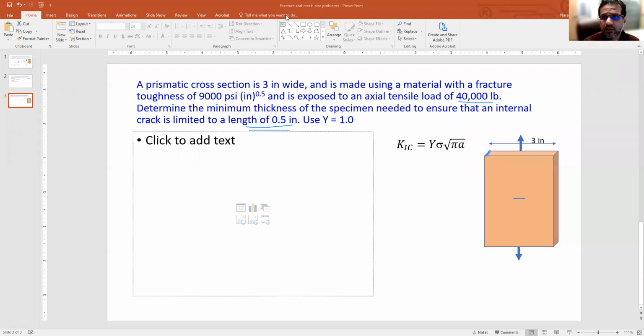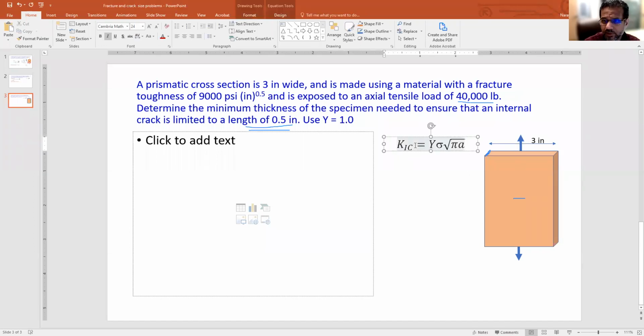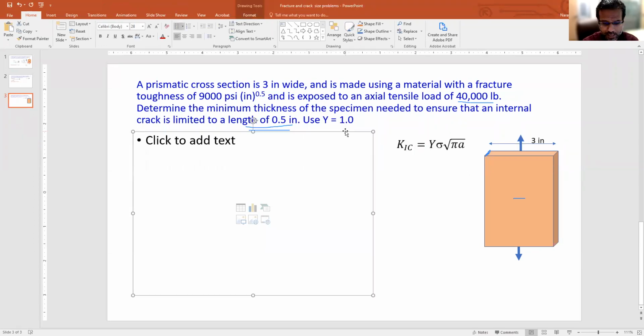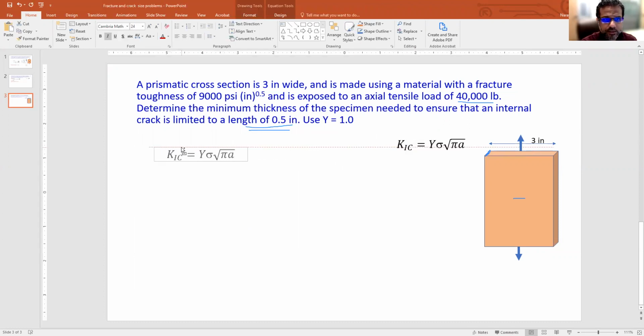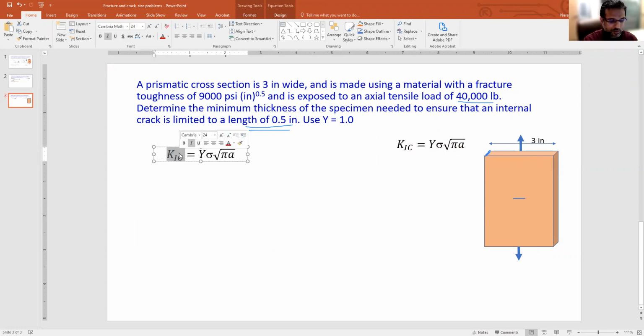Again, a direct application of this equation, K1C is Y sigma times square root of pi A. Here you have K1C given as 9,000 psi times square root of inches. Y, you can take as 1. Now, sigma stress is not given, but remember, this is exposed to an axial tensile load of 40,000 pounds, acting on a cross-sectional area that is 3 inches times the thickness.